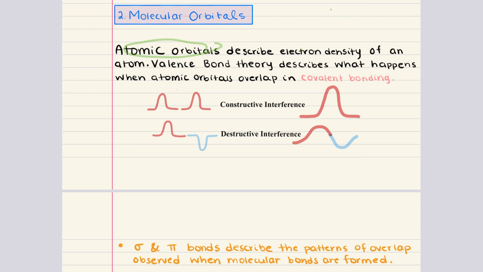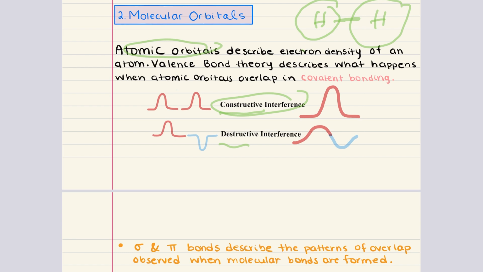Every atom has its own set of atomic orbitals that define the electron density around the nucleus. However, when atoms approach one another, their atomic orbitals interact, leading to constructive or destructive interference of their wave functions. This interference determines whether a stable bond forms or whether the atoms repel each other.